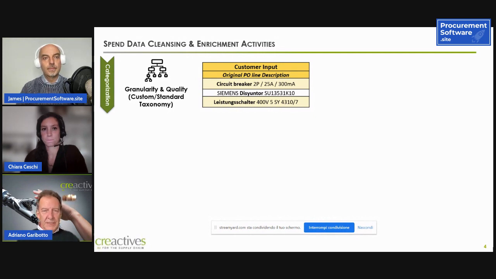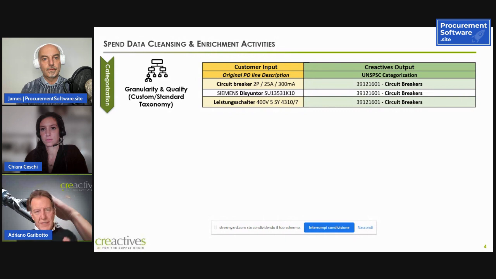This yellow part that you see here is 3 different descriptions of an item, in 3 different languages, that the artificial intelligence can recognize belongs to the same category. So, circuit breakers. In this case, we are using UNSPSC, but obviously we can use any kind of taxonomy you are currently using in your own environment. And obviously, these 3 items can come from different ERP systems, are in different languages, can be coded in different ways, but artificial intelligence can bridge the gap and can tell you they are exactly circuit breakers.